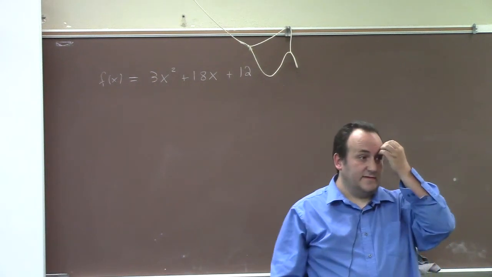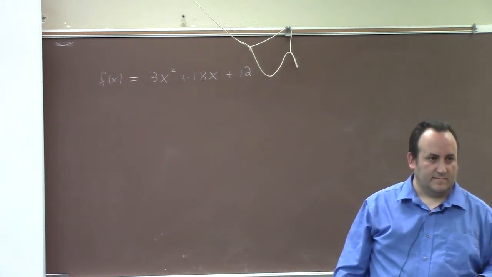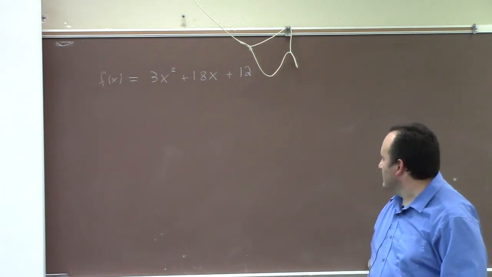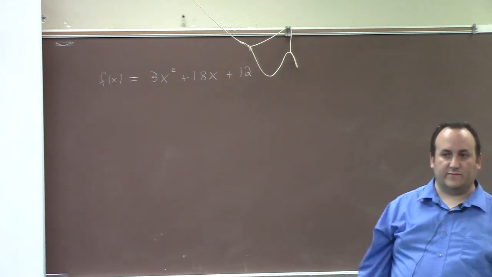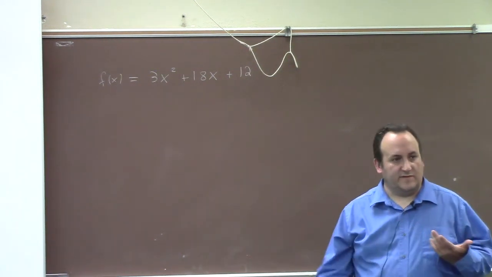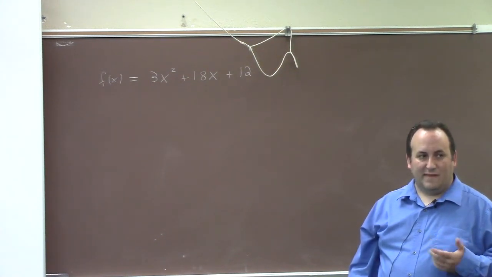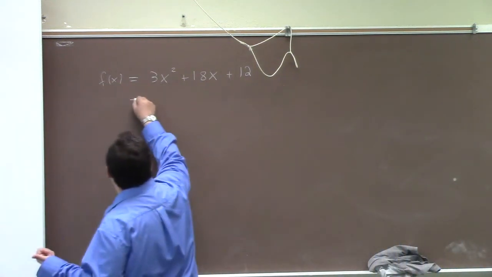I keep completing the square on things that have what? Coefficient of 1, right? The leading coefficient is 1. What do you do when the leading coefficient isn't 1? You make it 1. How do you do that? Yeah, pull the 3 out.